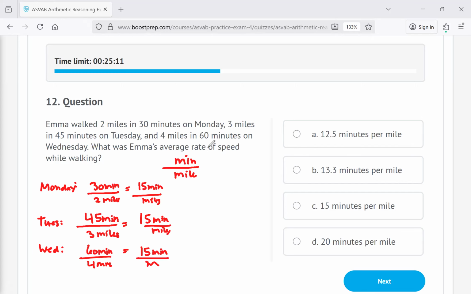But what is her average rate? So how do you take the average? You basically add them all up and divide by the number of days, right? So Monday was 15, Tuesday was 15, Wednesday was 15, and then you're going to divide by 3 because there was a total of only 3 days. And that still gives you 15 minutes per mile. Okay. So be careful on this one. Just make sure your units are correct. Minutes is on the top and miles on the bottom. It's not miles per minute.